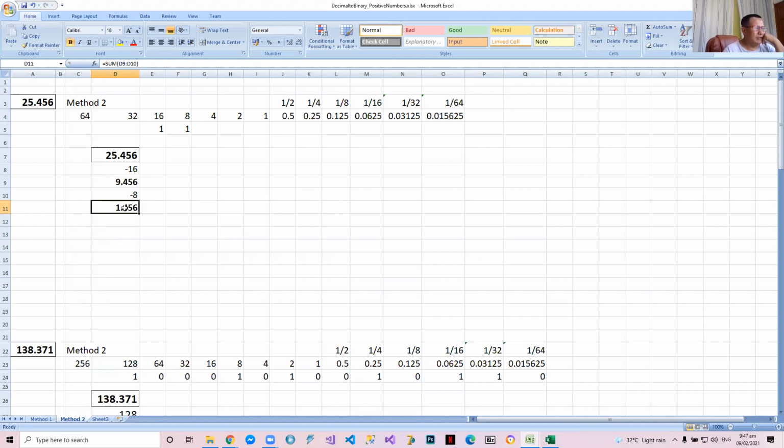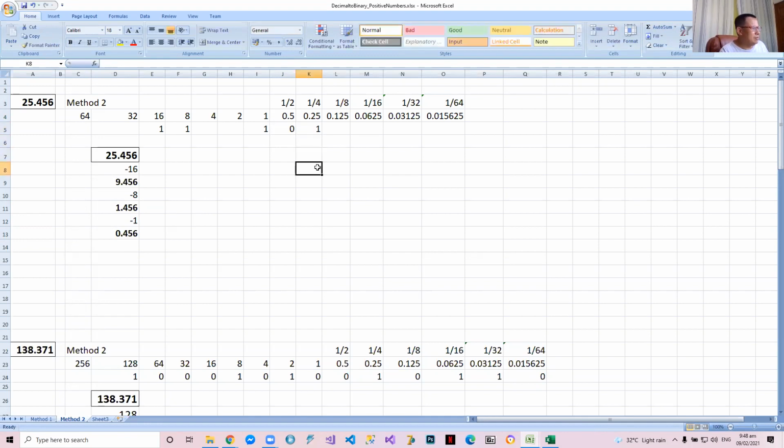So what can we subtract from 1.456? We cannot subtract 4 because it's bigger, nor 2, but 1 can be subtracted. So we mark this as 1, and then we subtract 1. We have 4, 5, 6. Okay. Here is our binary point. Can we subtract 0.5 from 0.456? No, right? Because 0.5 is bigger. So we mark this as 0.